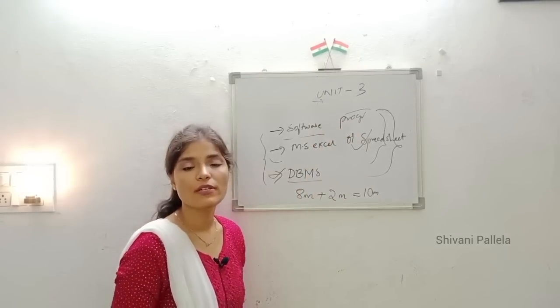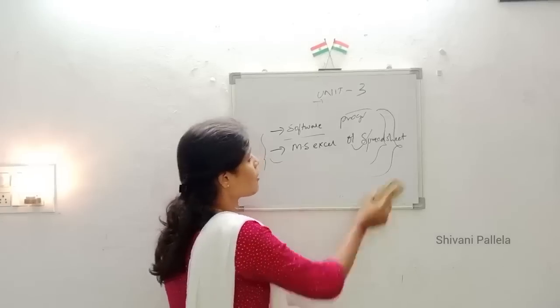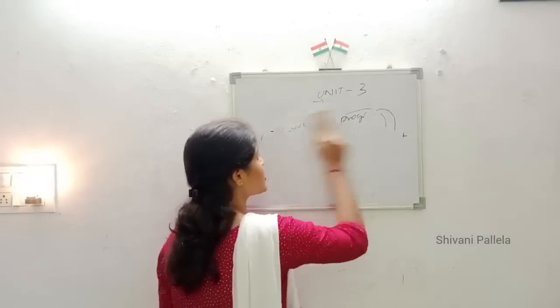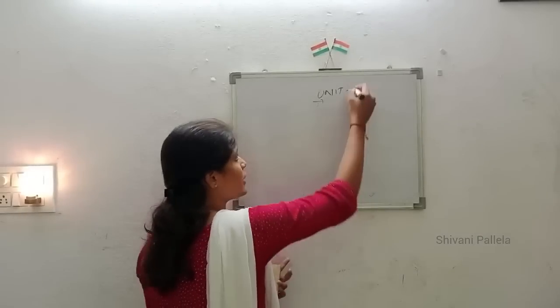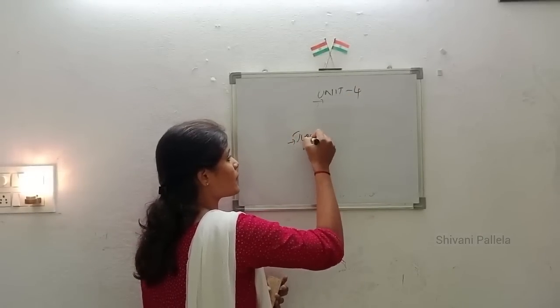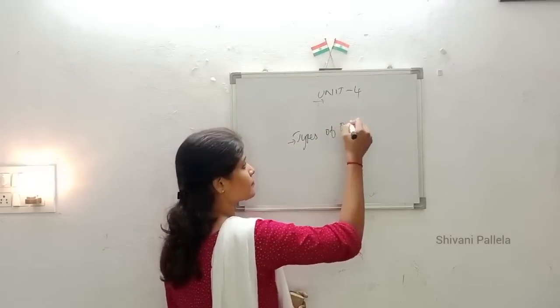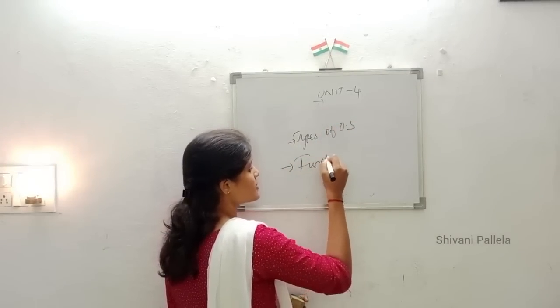Now we will discuss the fourth unit. In fourth unit, what are the topics you are having, what are the things you need to prepare, everything we will discuss now. In fourth unit: types of operating system and functions of operating system.